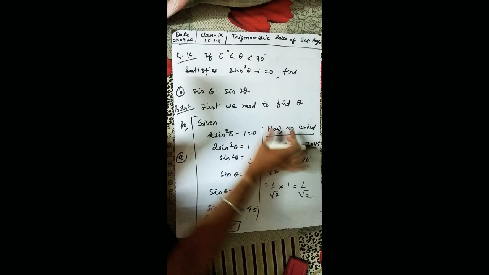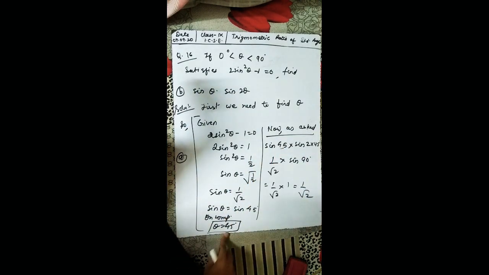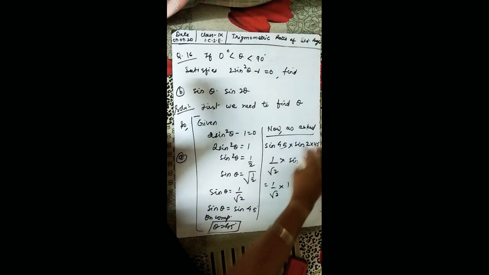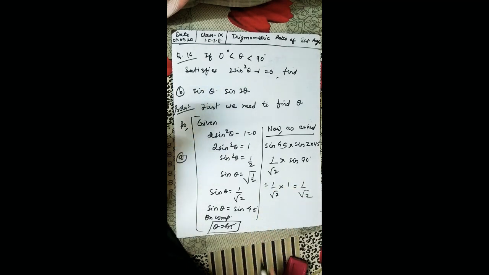So now, as asked, sine theta, sine 2 theta. So in place of theta, we are putting 45. And this 2 theta, 2 into 45. Sine 45 is 1 upon under root 2. 2 into 45 is 90. Sine 90 is 1. 1 upon under root 2 into 1 is 1 upon under root 2. Like this we will do.